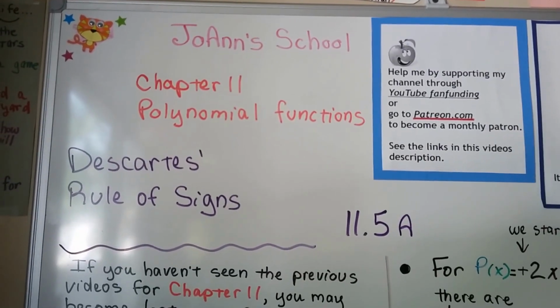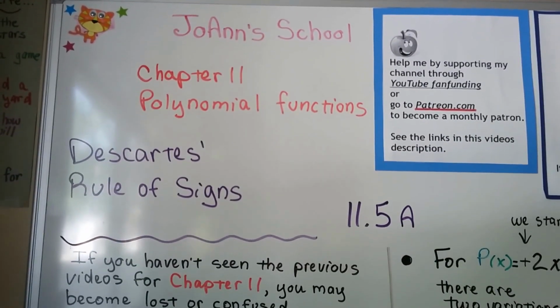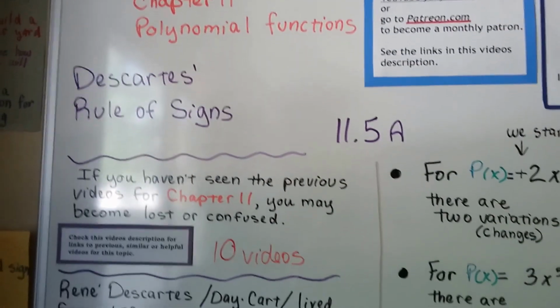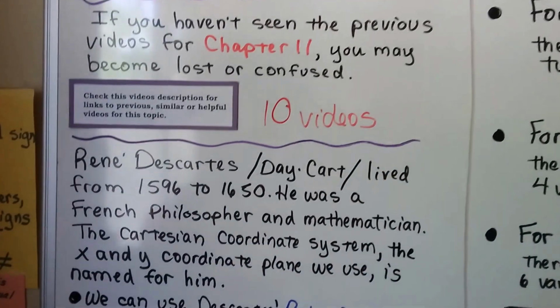I'm going to talk about Descartes and his rule of signs. We're at 11.5a. If you've missed any of the previous 10 videos for this chapter 11, you can click in the description and watch them.